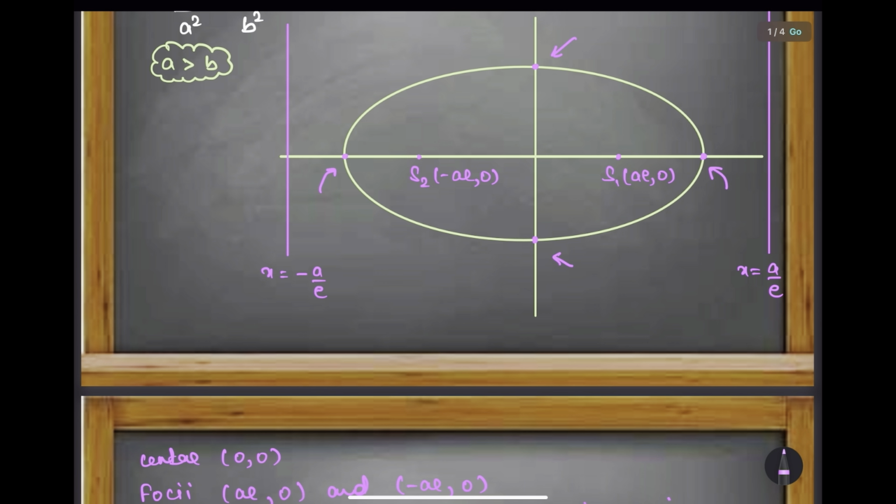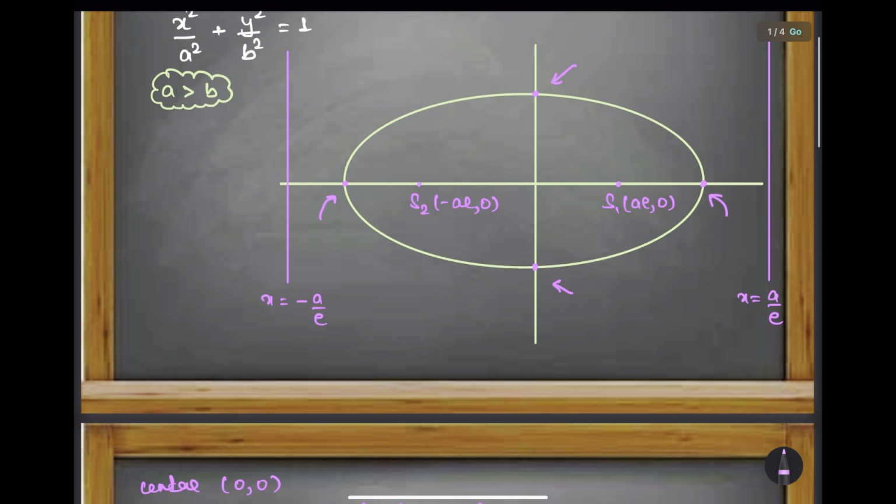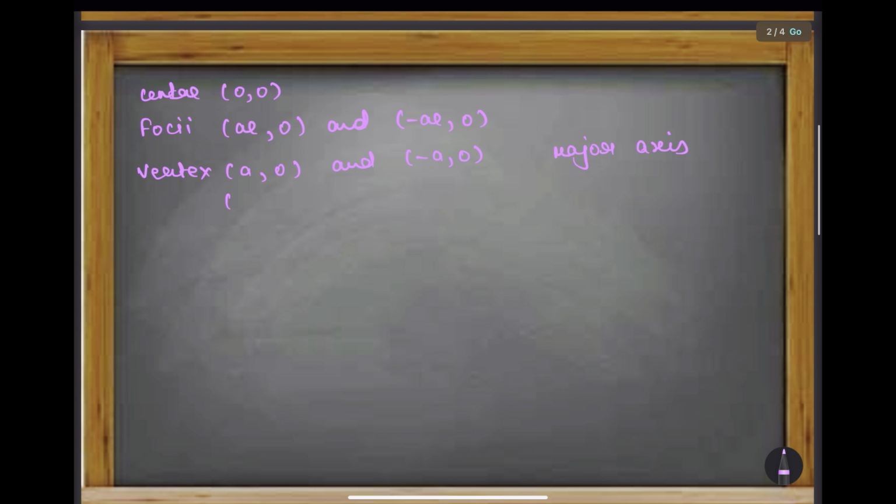Now I can go with this as well, right? So it is 0. Now for that I have to put x as 0. So you will get y as plus minus b. So can I go with 0 comma b and 0 comma minus b? This is minor axis. Okay, now I'll go with directrix.